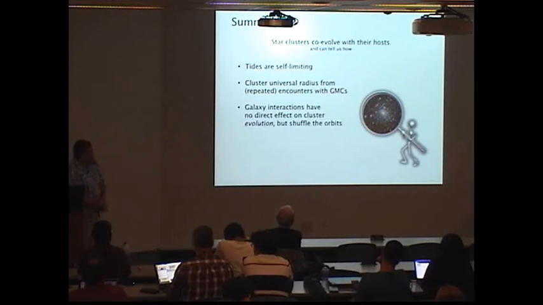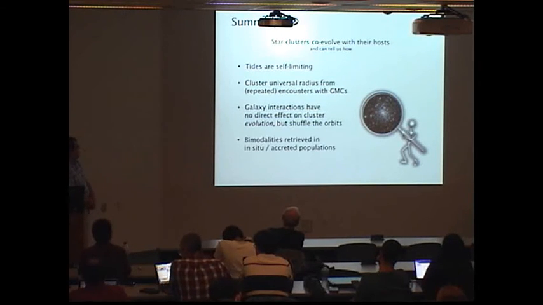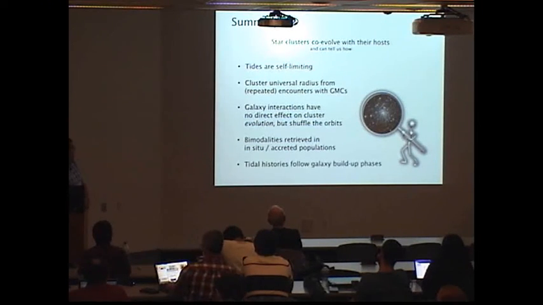Galaxy interactions have no direct effect on the cluster evolution. Of course, they have an effect on the formation, but not so much on the evolution. But they shuffle the orbits and alter the long-term evolution. We had the bimodalities in the population retrieved through the in-situ and accreted populations. And basically, the title is: stories follow the galaxy build-up phases. Thank you.